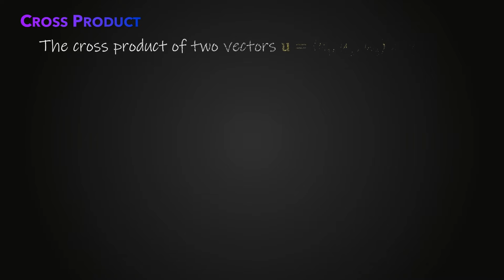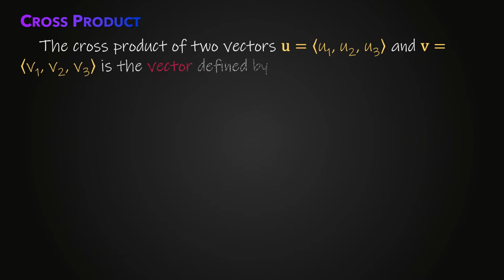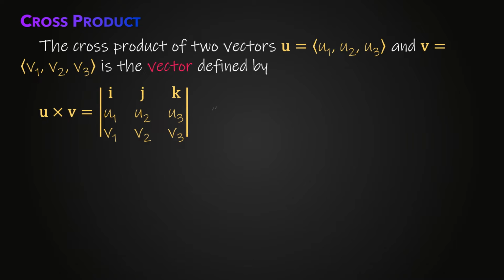Cross product. The cross product of two vectors u and v is the vector defined by any of the following equivalent equations. The first equation writes the cross product as the determinant of a 3 by 3 matrix, where the top row contains the three standard basis vectors instead of numbers.